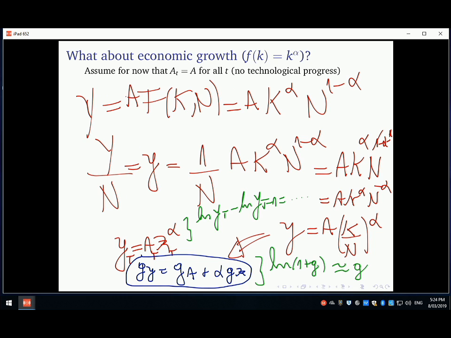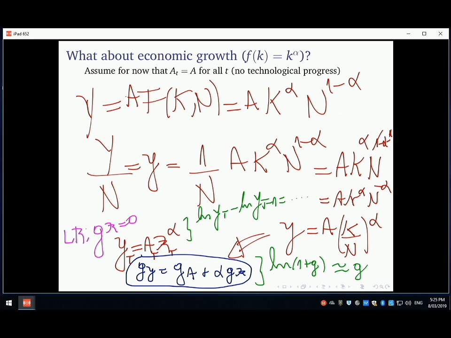In the long run, which color can I use? In the long run, LR is long run, okay? GK is 0.